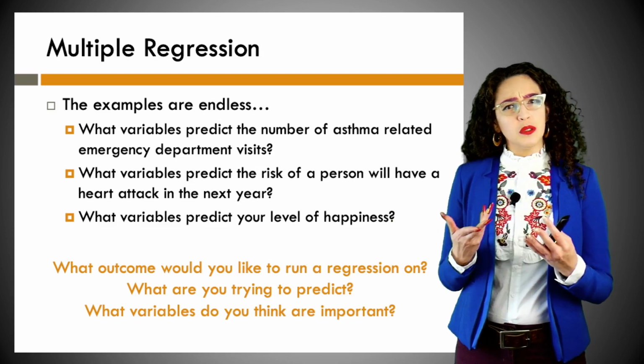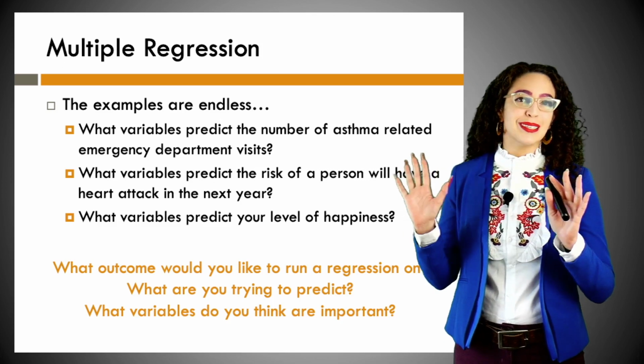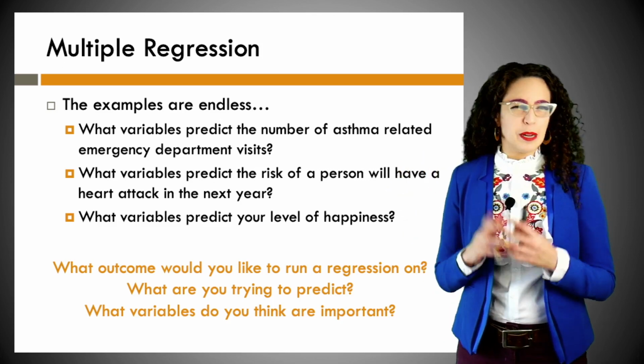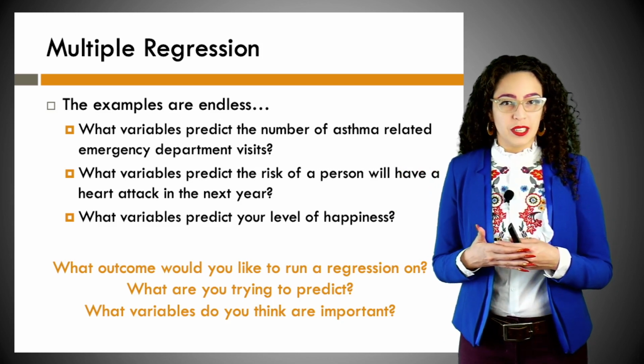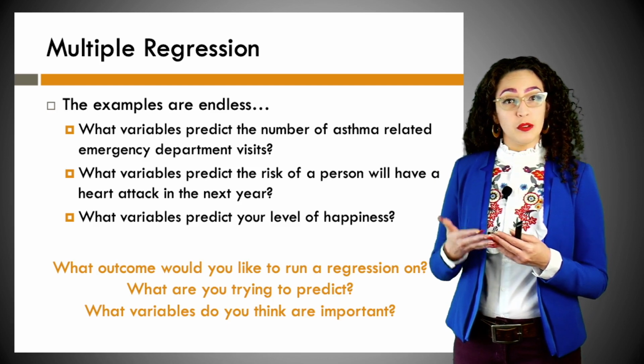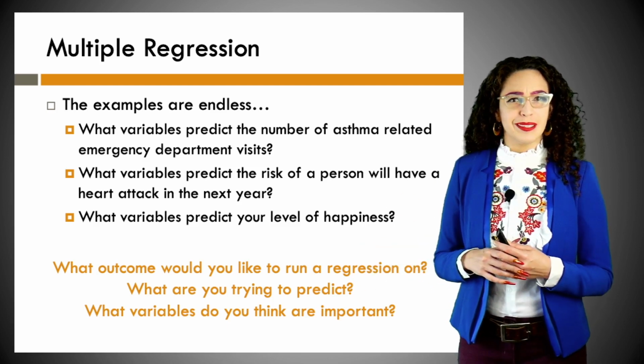What outcomes would you like to run a multiple regression on? Imagine that you had all the data. You had a big data set of everything that you were really interested in, which is rarely the case. But let's think big here. What kind of outcome would you want to run a regression on? What would you be trying to predict? And what variables do you think would be important in making that prediction? Think about this for a while. It's fun to think about these kind of things.